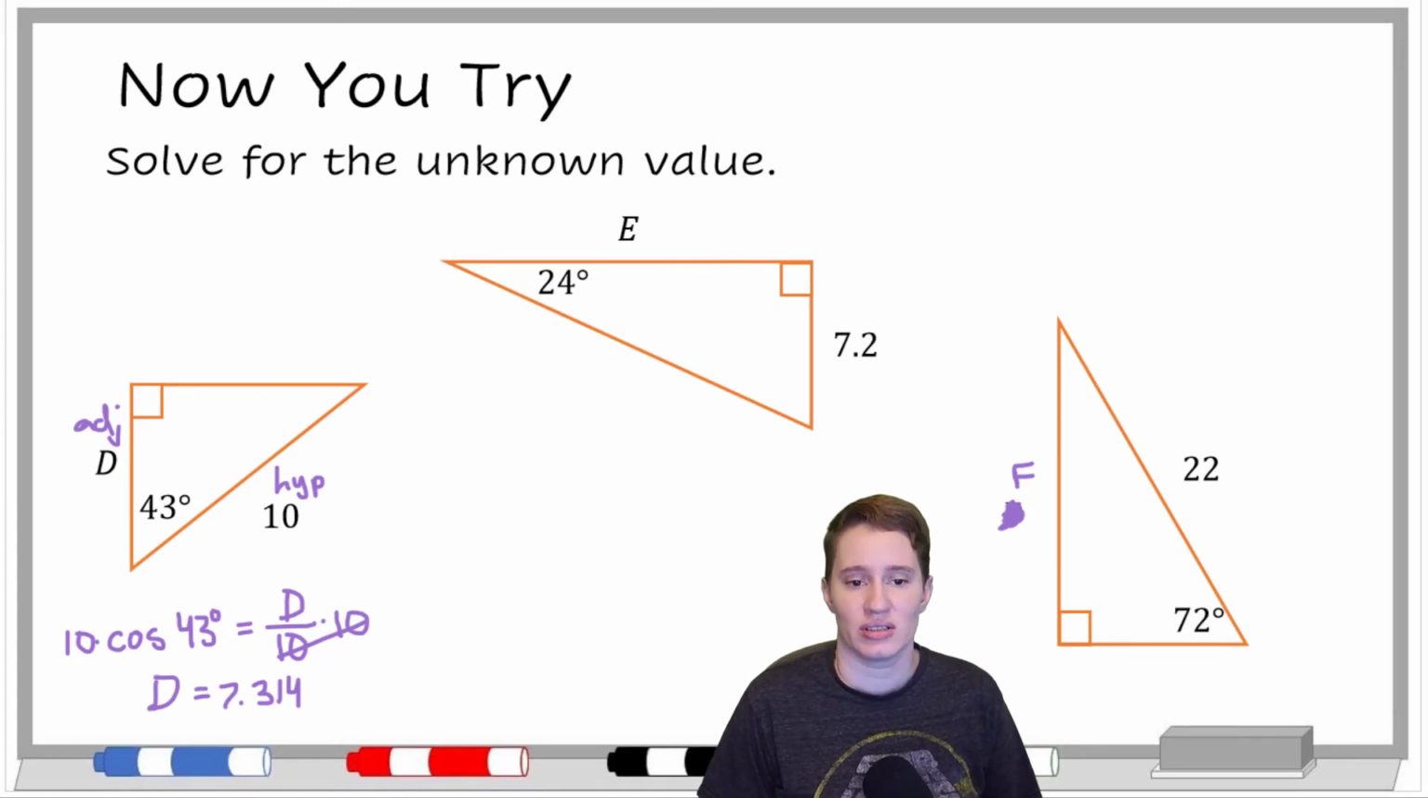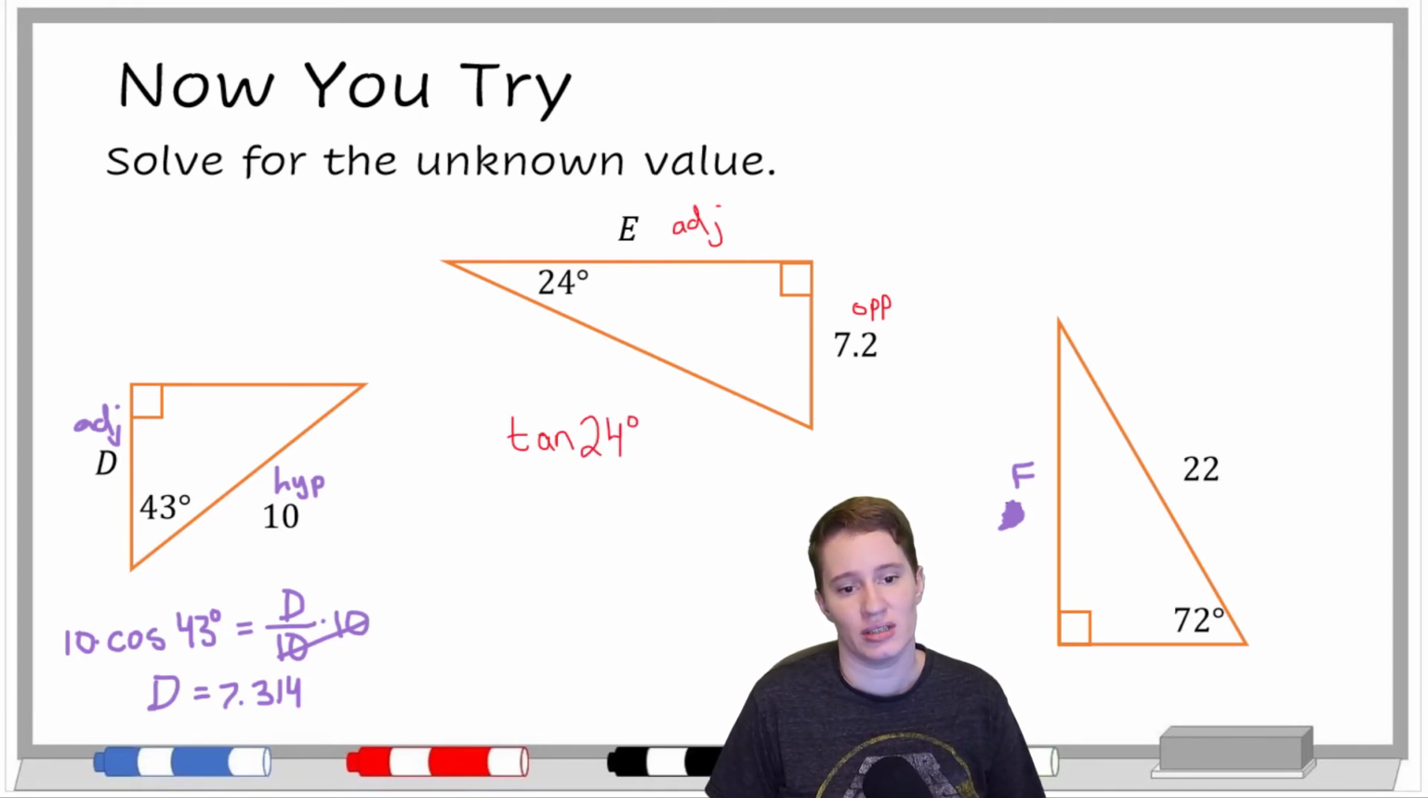Let's see, this is our adjacent side up here, and this is our opposite side. So adjacent and opposite gives us tangent. And if you're like, how do you know that? I'm using SOHCAHTOA. So this is the OA of TOA, which is tangent. So tangent of 24 degrees equals 7.2 over E. So we times both sides by E to get it off the bottom of our fraction.